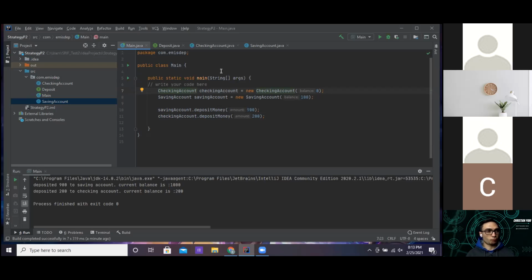But as you see, we have no if statements now. There's no "if this is a savings account, if this is a checking account." We know that they all have the deposit, but there are no if statements anymore. So very good stuff.